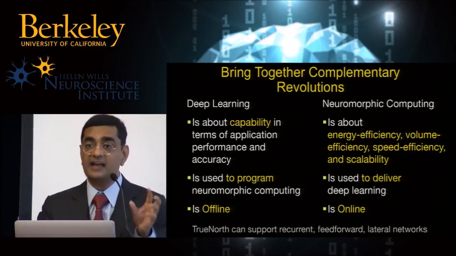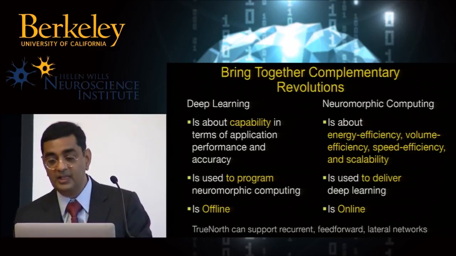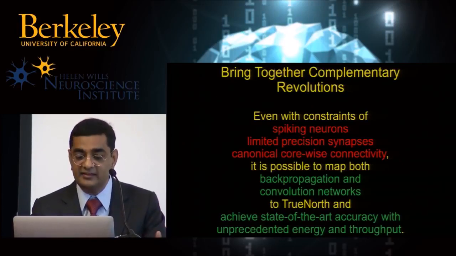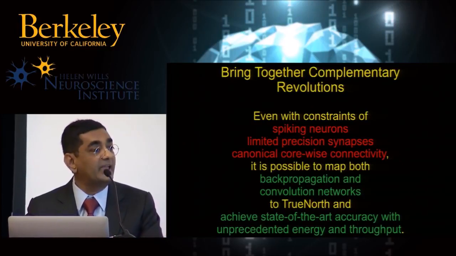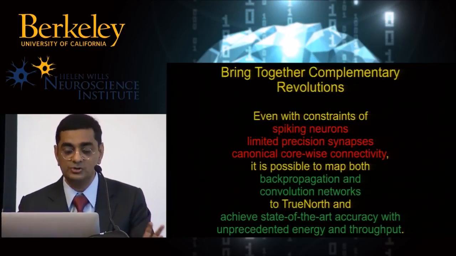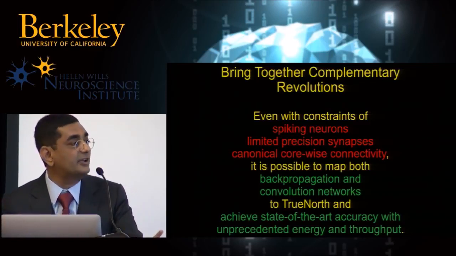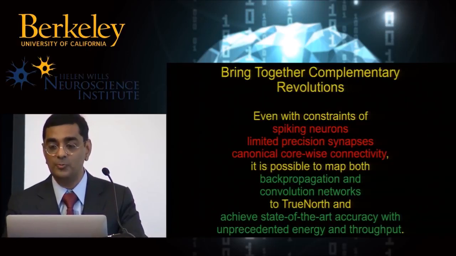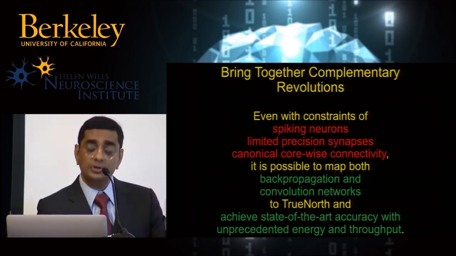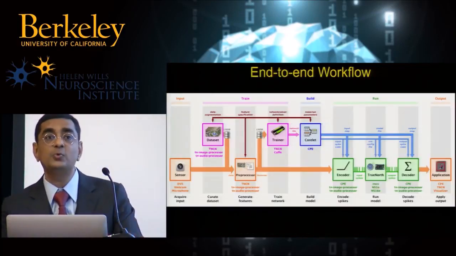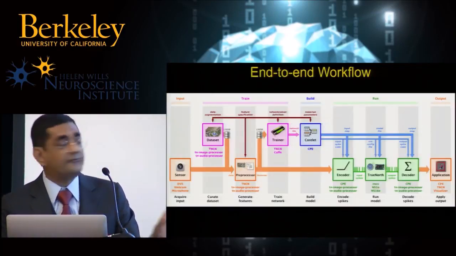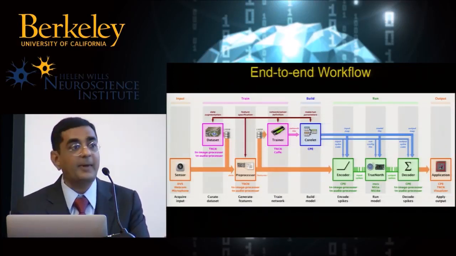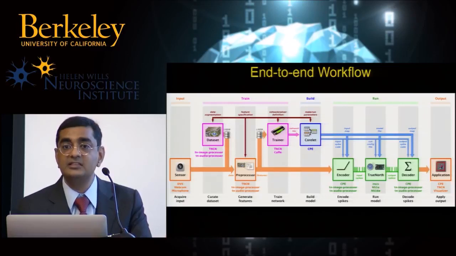So the key insight that we will publish shortly is that it is possible, even with these three constraints, which seem negative, to map both backpropagation and convolution neural networks to TrueNorth and achieve state-of-the-art accuracy, energy efficiency, and unprecedented throughput. And not only did we do this, we actually built an end-to-end workflow, a workflow that now can be taught to a programmer in about half a day. This is a far cry.